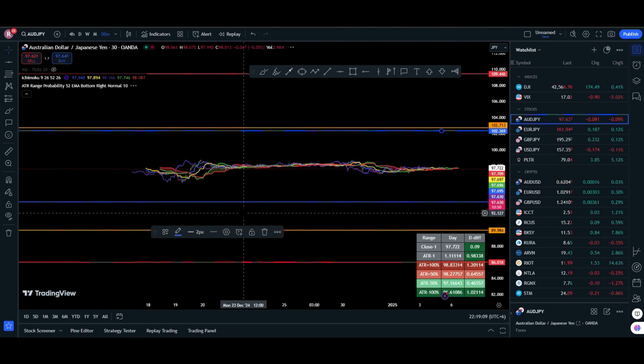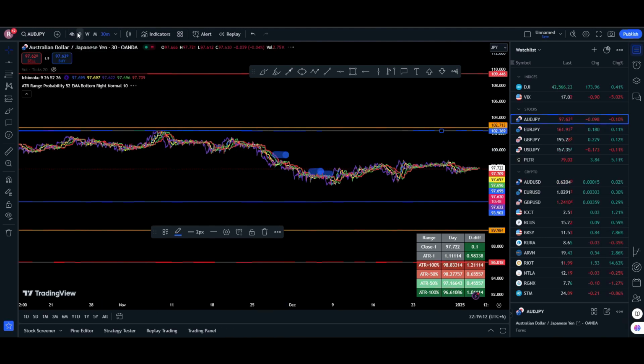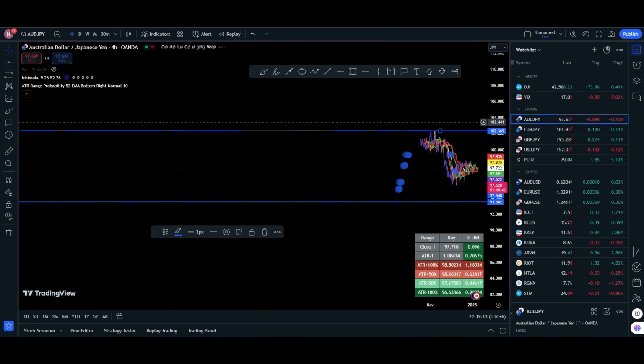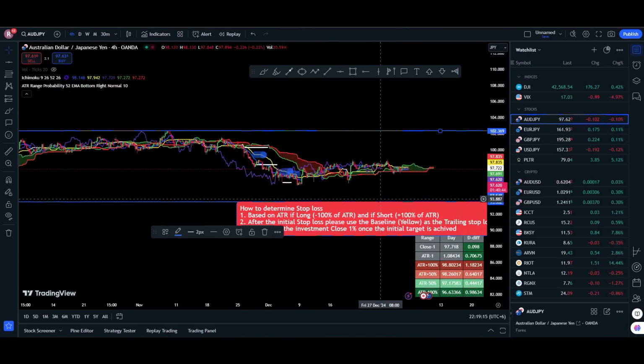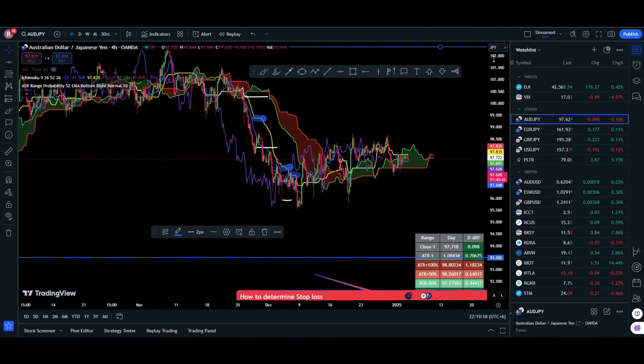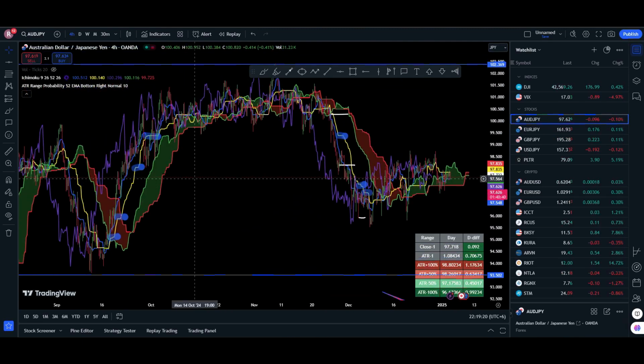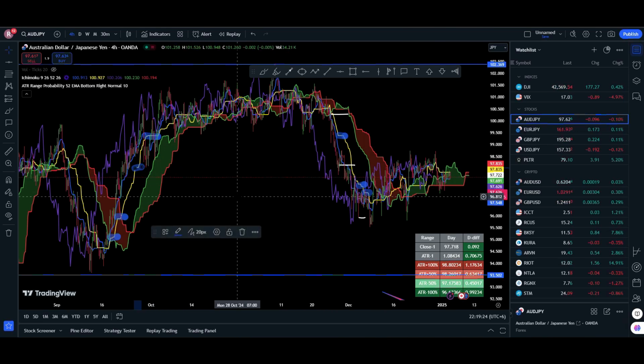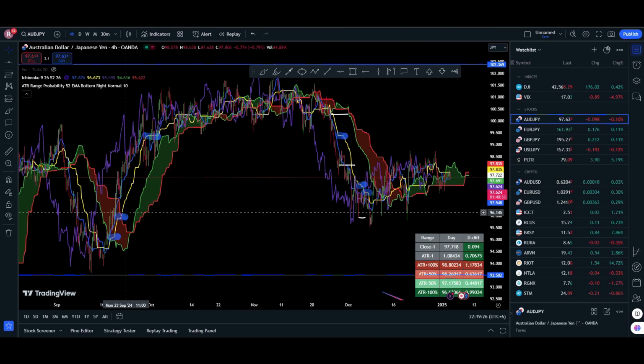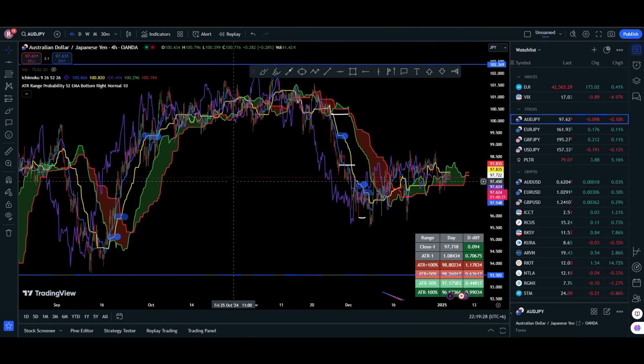Okay. Now going back to 4-hourly, we can see a lot of things. Now guys, I have drawn a lot of things, my dear. I have to delete all of them to make the chart very clear for you guys to understand.